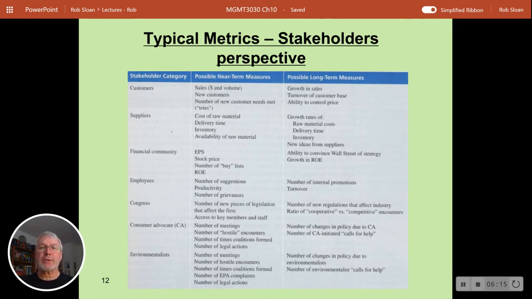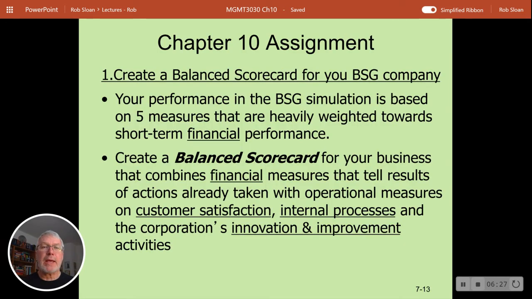Now, the sorts of measures that are used are on this table. You can see them for customers and suppliers. There's the financial community and employees and so on. I'm going to ask you to use that information and to try to create a balanced scorecard for your BSG company. So if you go to the download for this week, the assignment 9, you'll see that the first question asks you to develop a balanced scorecard where you look at not just financial, but potentially customer satisfaction, internal processes, and innovation and improvement. And you're going to try and tie those in with specific objectives that could be set for the company.